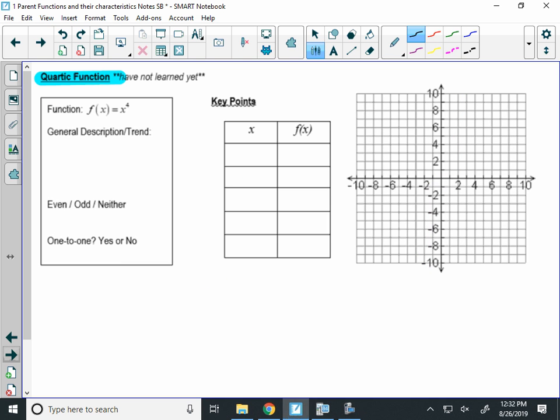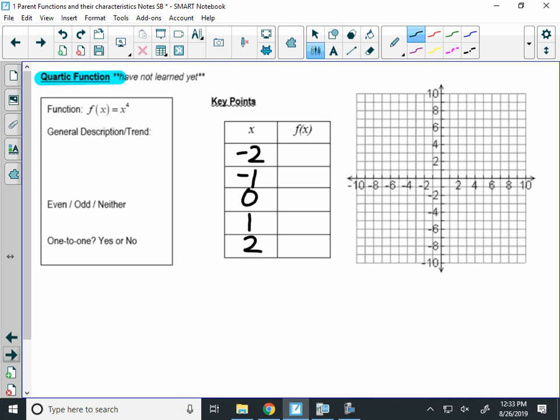If you haven't done this one yet, I will expect you to be able to recognize it in a graph because it's not hard. But we're going to spend more time with quartic functions later. Quartic, the stem quart, means 4. So x to the 4th. Let's pick the same key points we've been picking here.